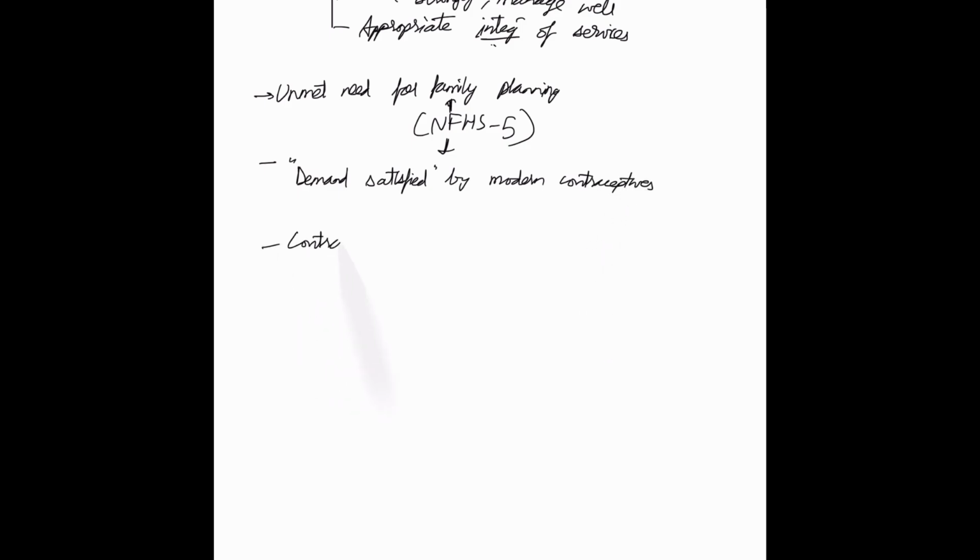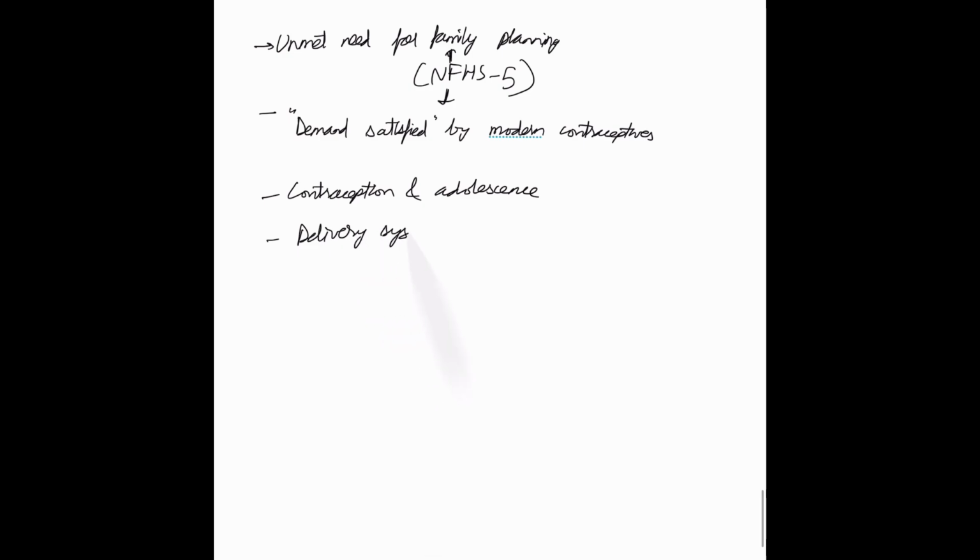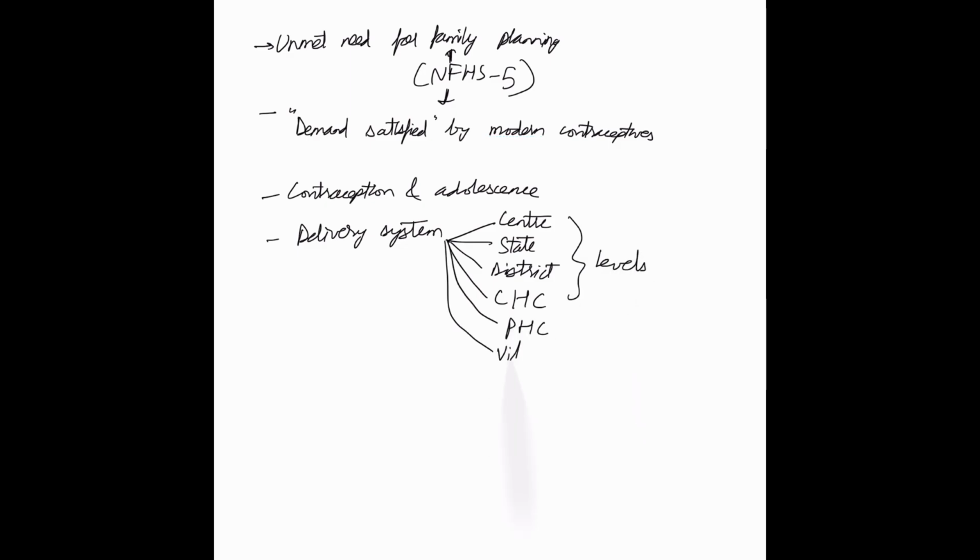So we then discuss the unmet need for family planning and then the demand that has been satisfied by modern contraceptives, in which there's a mention of the National Family Health Survey or NFHS. We also see contraception in adolescents, and then the delivery system of contraceptives at various healthcare levels like center level, state, district, community health center, public health center, and village levels. At the village level, village health guides, trained dais, and ASHA workers are the go-to people for the same.